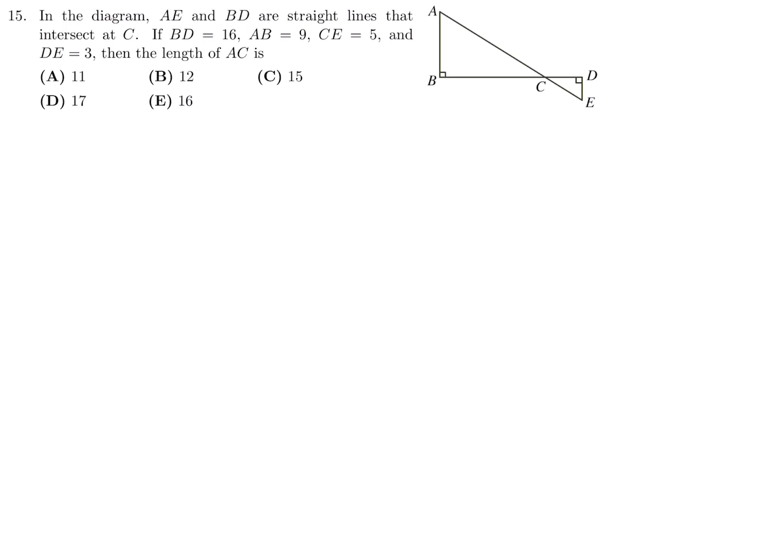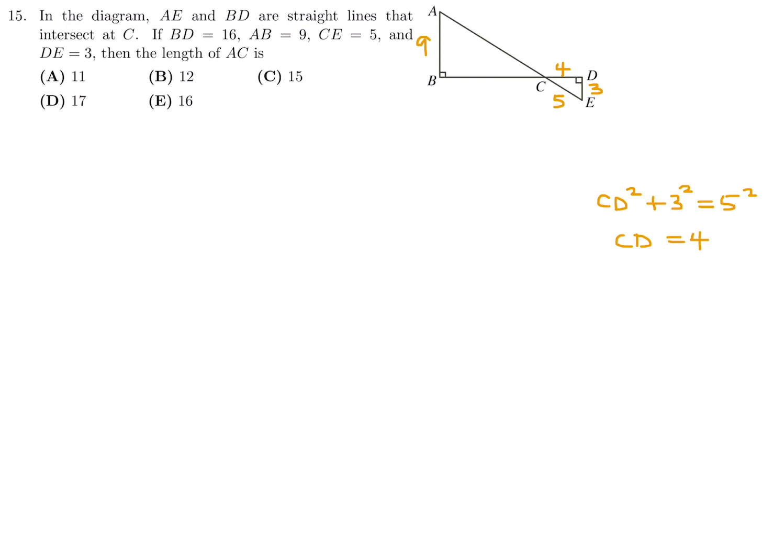In the diagram, AE and BD are straight lines that intersect at C. If BD is equal to 16 and AB is equal to 9, CE is 5, then DE is 3, the length of AC is. Okay, so we've got to match all this up. BD, the whole length from there to there is 16. Okay, AB is 9, CE, this little guy, is 5, and DE is 3. Okay, well, first of all, this tiny little Pythagorean triangle, because that's a right angle, that's 3, 4, 5, right? I mean, most of you know that. Even if you didn't, you can use the Pythagorean theorem to figure out what CD is, and that will, of course, give you a value of 4.